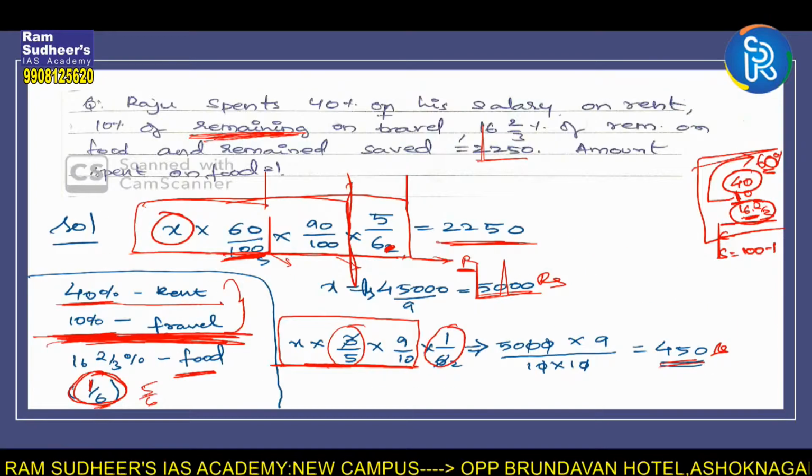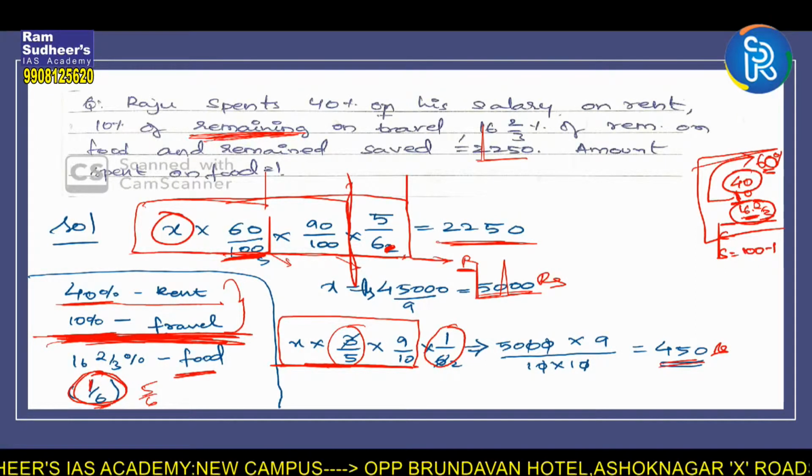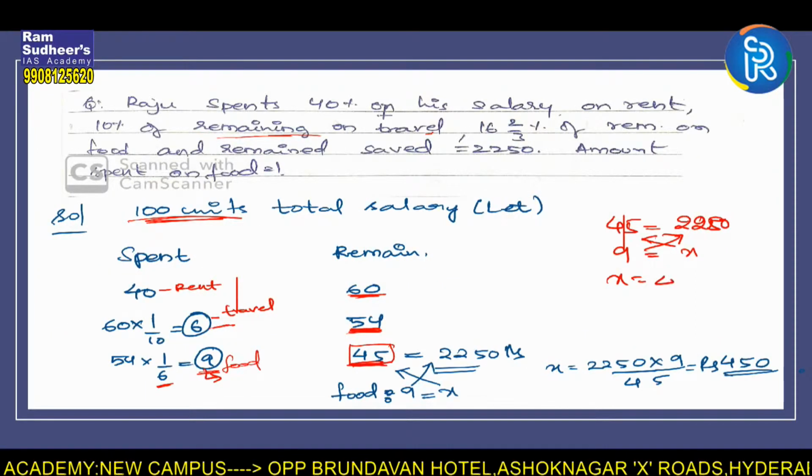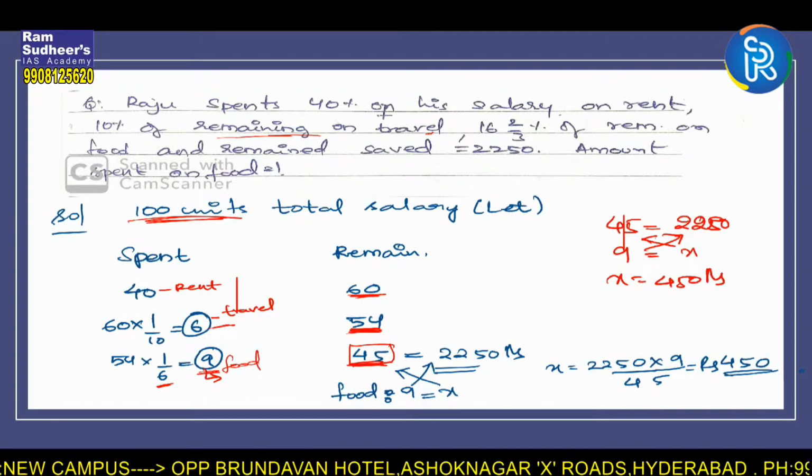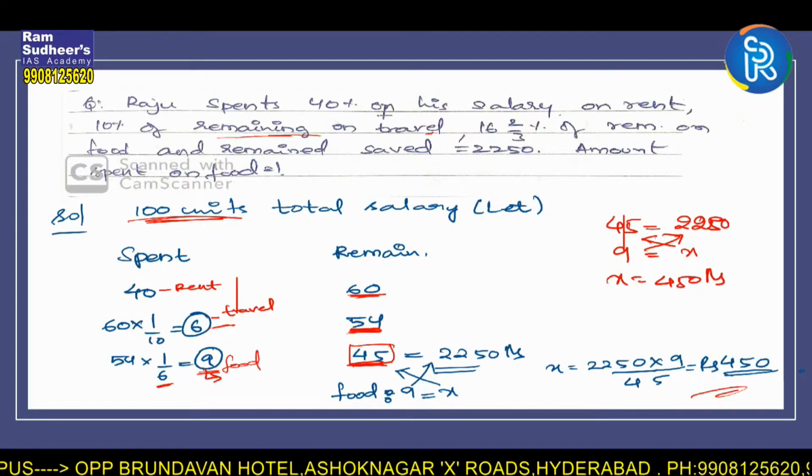My x would be 450 rupees after cross multiply. Yes, you have the procedure over here. Now moving on to the next question.